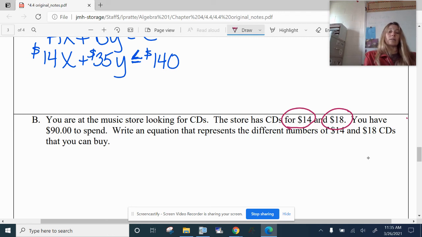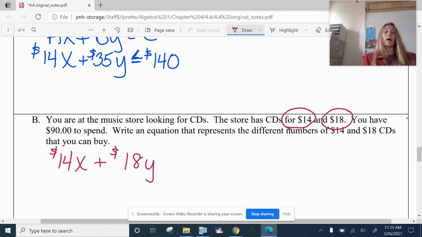So again, you would have 14 times x, which is however many you're going to buy at that price, plus 18 times y, because $18 will get multiplied by however many are purchased at that price. And then the total would be the $90 that you had to spend. And then, of course, if you're given one of those variables, then you can easily solve for the remaining one.